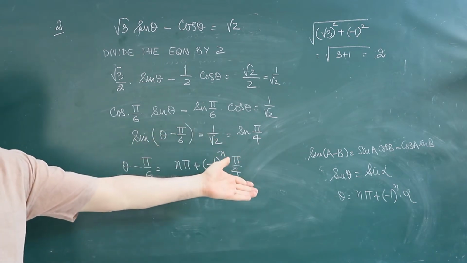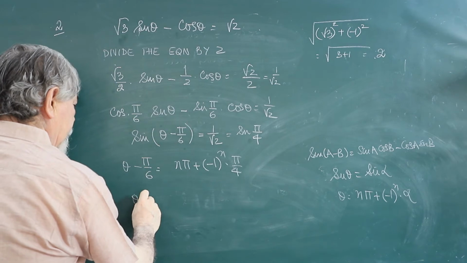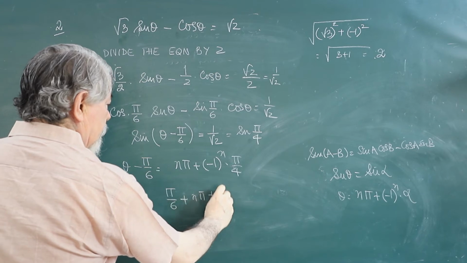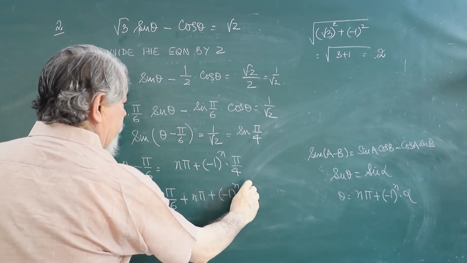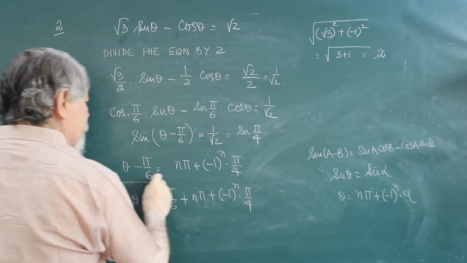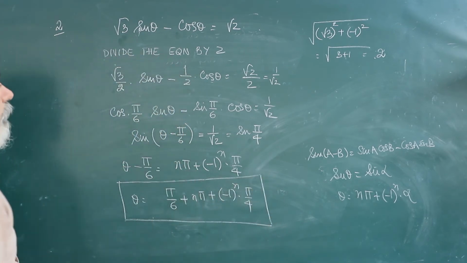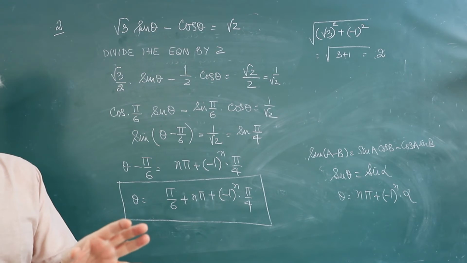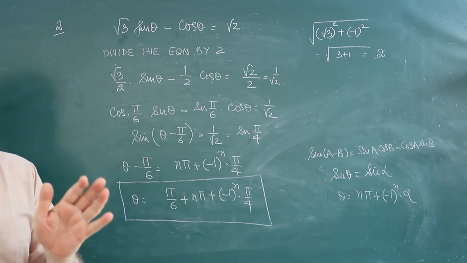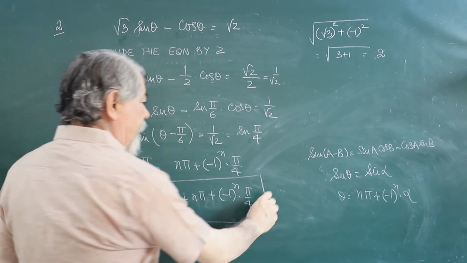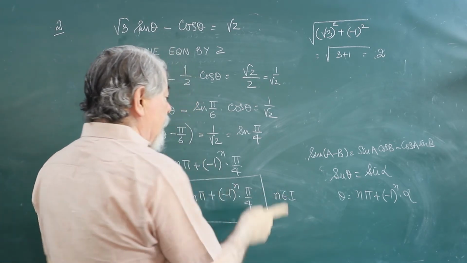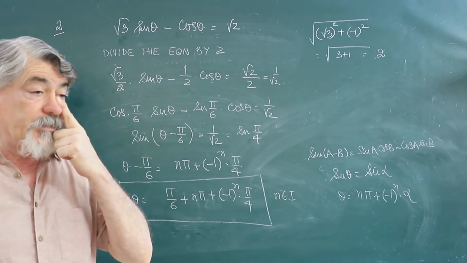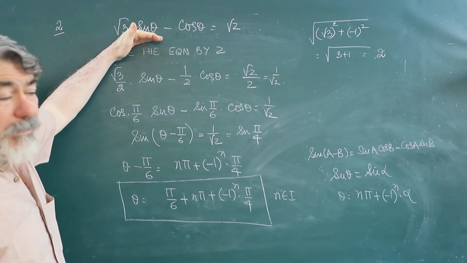I have to find out the value of theta. So I will transfer pi by 6 to that side. Theta will be pi by 6 plus n pi plus minus 1 to the power n pi by 4. And this is called the general solution. In the first question we have specifically dealt with a principal solution between 0 and 360, but this will satisfy where n belongs to set of natural numbers. It will satisfy every value. You keep putting the value of n, you will keep getting different values which will satisfy this equation.